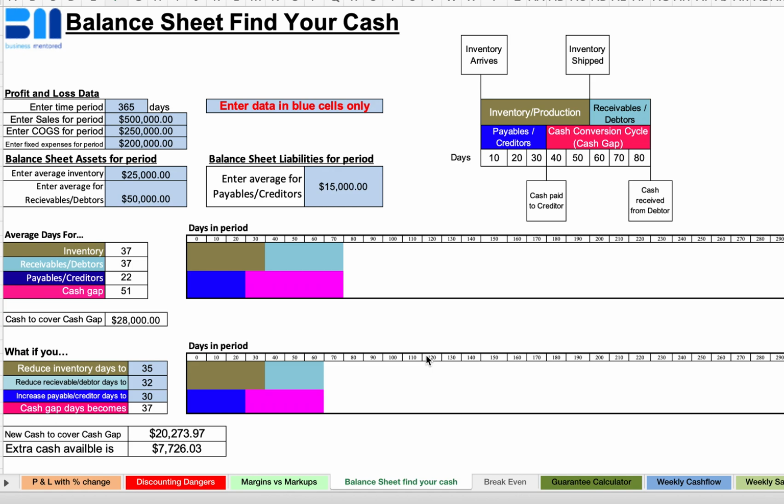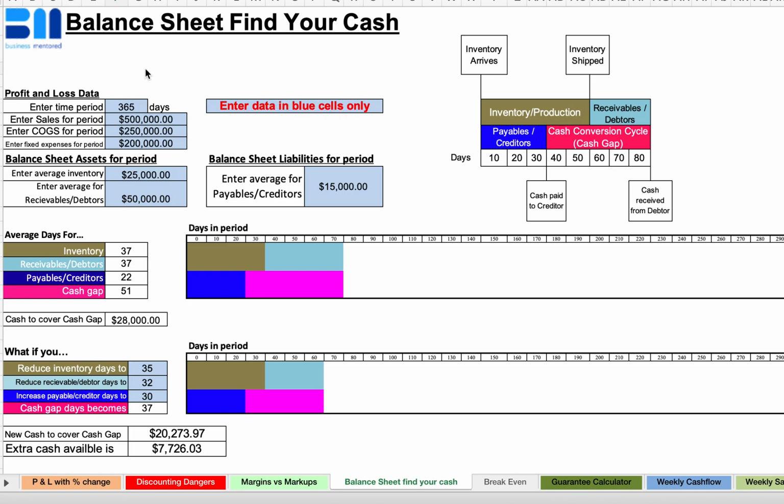So this is a tab in the Ultimate Business Tools spreadsheet that talks about your balance sheet and how cash can sometimes be hiding in your balance sheet. So let's go through and have a look at some numbers, and you've got access to this, and we're only going to enter data in the blue cells.